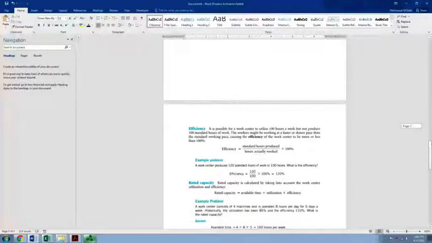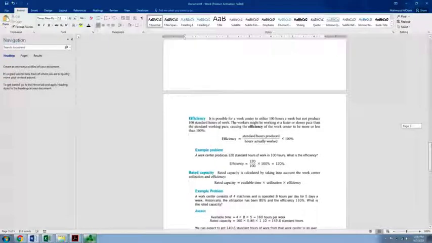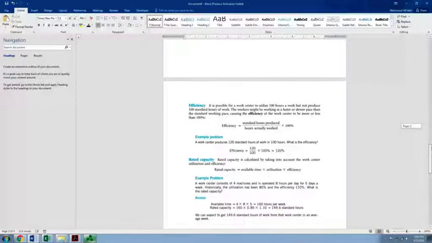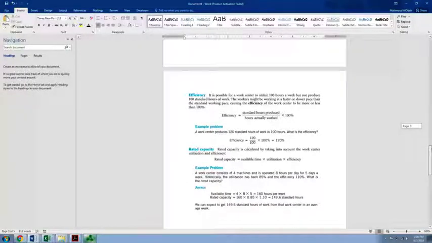Another example on the efficiency. A work center produces 120 standard hours of work in 100 hours. What is the efficiency? So 120 divided by 100 times 100%. That would be 120% efficiency. This is very efficient.